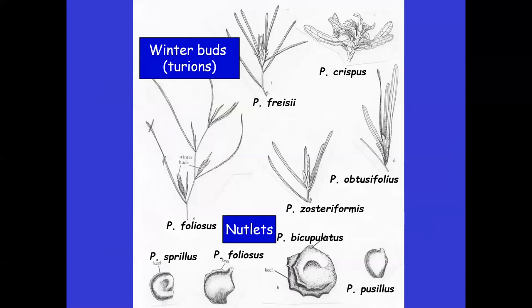Okay, next. Another feature are winter buds. We talked about those a little bit before. These aren't the best drawings. The photo that I had of Potamogeton crispus or curly leaf pondweed was probably better than this diagram. Fry's pondweed, we're gonna see another picture of. Those turions are quite distinctive and not really done justice in this diagram.